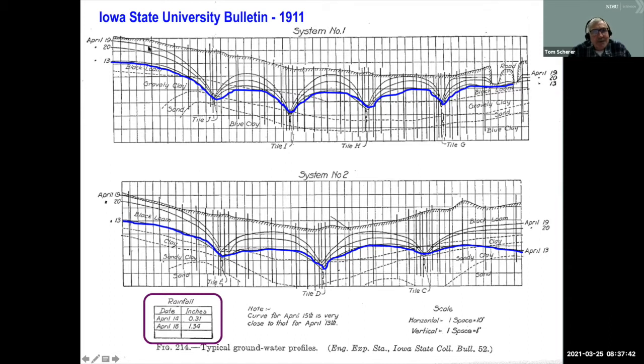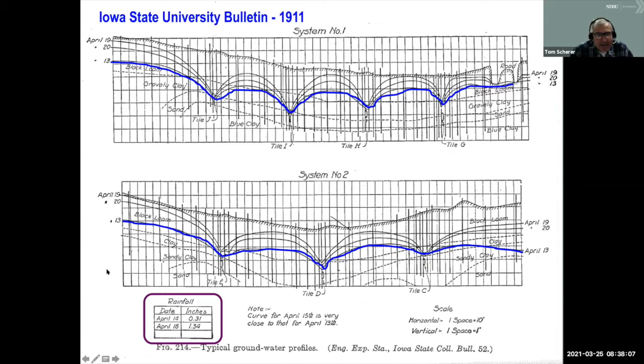System one, system two, and these black lines here are all observation wells in between. They had quite a few. And then the tile lines are here, and you can see them there. So on April 13th, the water table was where the blue line is showing.